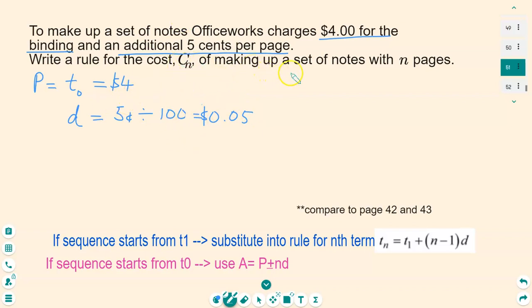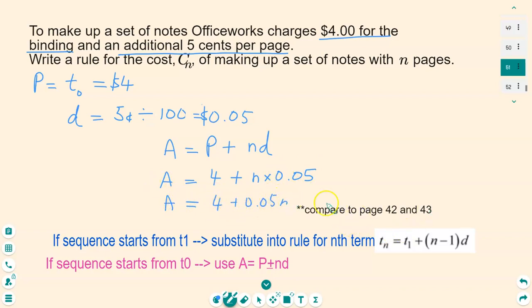Write a rule for the cost of making up a set of notes with N pages. So just write the general formula first. We know that D is positive. And it has that very initial value before you do anything. That's what you're charged. So A equals P plus ND. P is 4, that initial amount. Leave N in the equation. And D should also be converted to dollars. And that's what we've got.